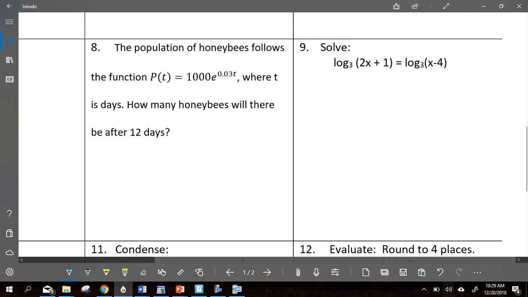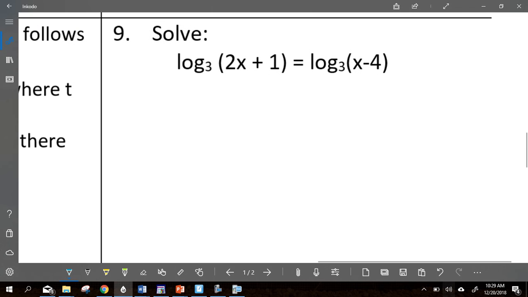I'm just looking around for other problems I could help us with. Number 9. Number 9 is the easiest kind. When we look at it, log base 3 is only written one time on each side. There's nothing else going on.